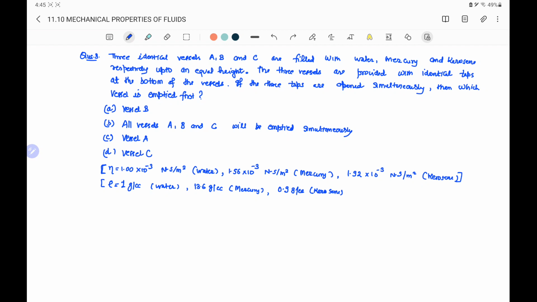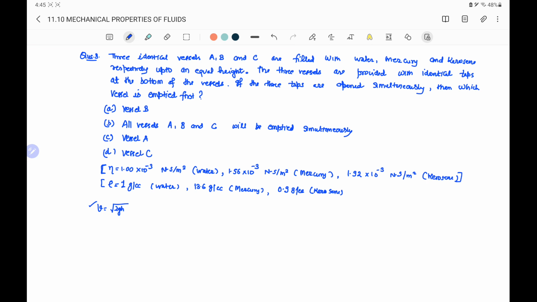Here if we consider the ideal situation in which there is no effect of the density and the viscosity, in that case the velocity of efflux through the hole of the container will be root 2gh, where h is the depth of the hole from the surface of the fluid. Because in all three cases this velocity of efflux will be the same because h is the same, therefore all the three vessels will be emptied simultaneously.